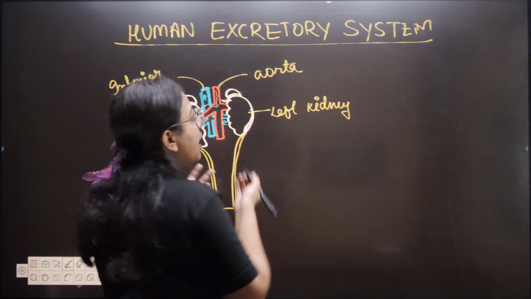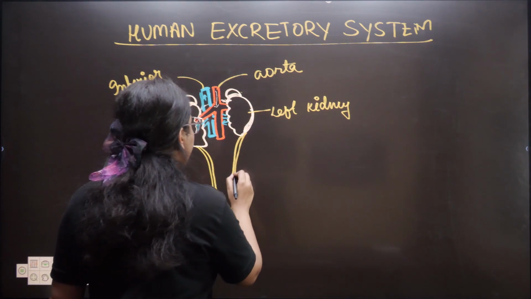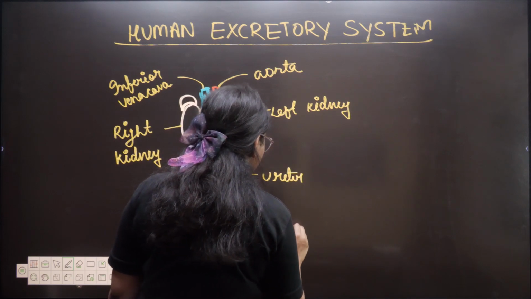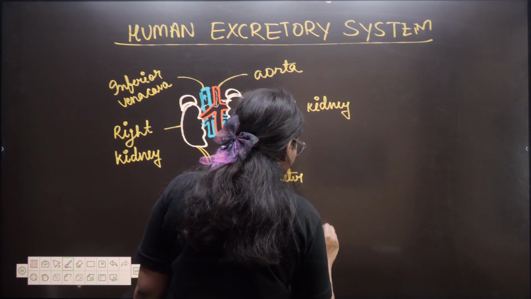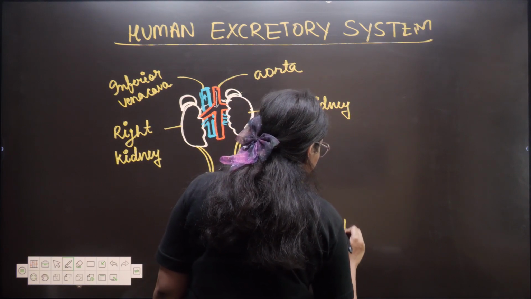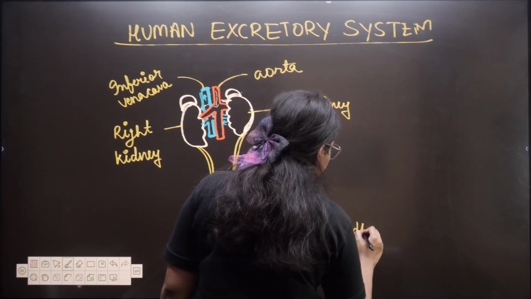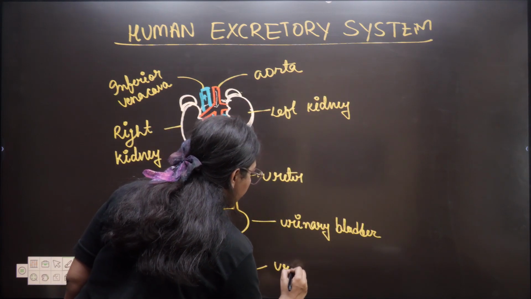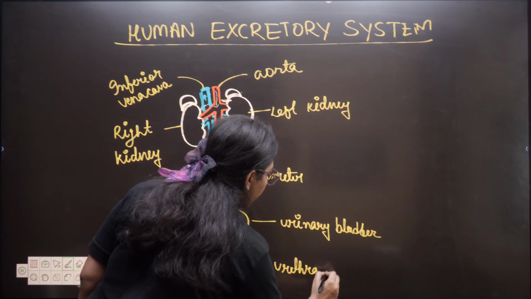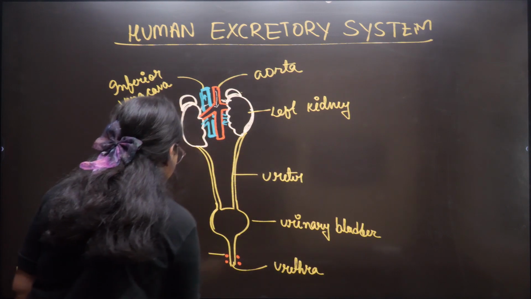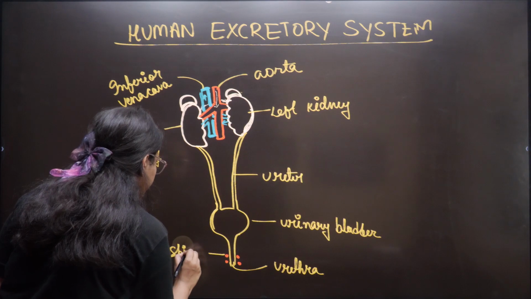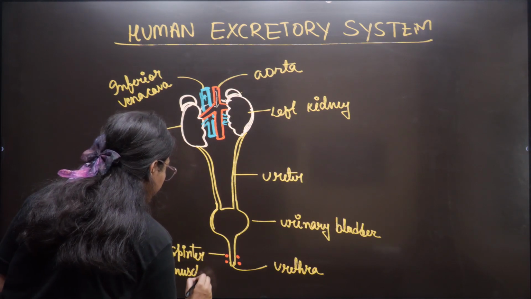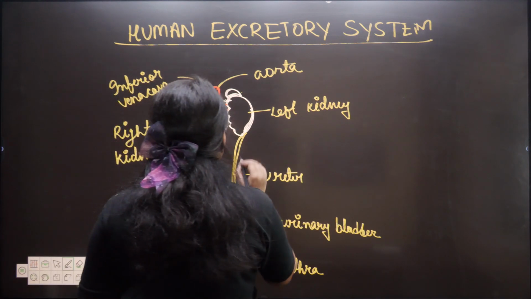Now this is adrenal gland, we need not mention it. Okay, this is ureter, this is urinary bladder, where the urine gets collected. Okay, then this is urethra, this is the opening. Okay, urethra, and this one, red one, is sphincter muscle. Okay, sphincter muscle, and this much is done.